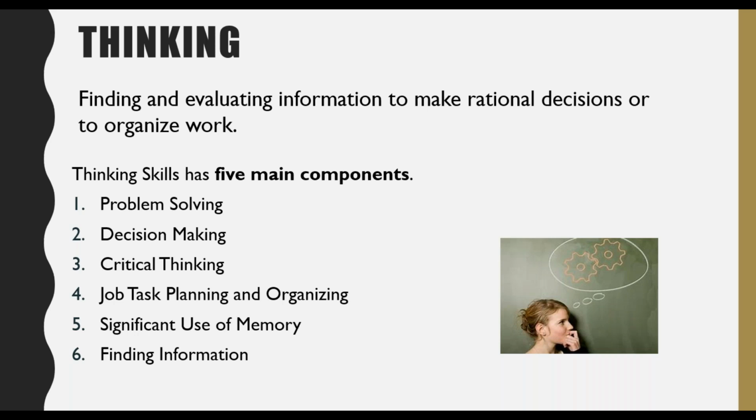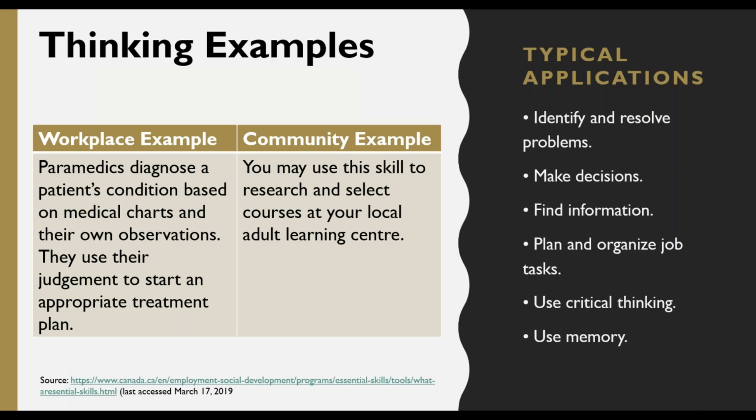Each component, except significant use of memory, also has its own 4-level rating scale with different dimensions. Math is really complex, but thinking is even more complex in that it's broken down even more, and it covers a lot. Your main applications are identifying and resolving problems, making decisions, finding information, planning and organizing job tasks, using critical thinking, and using memory. Those component areas are your typical applications.